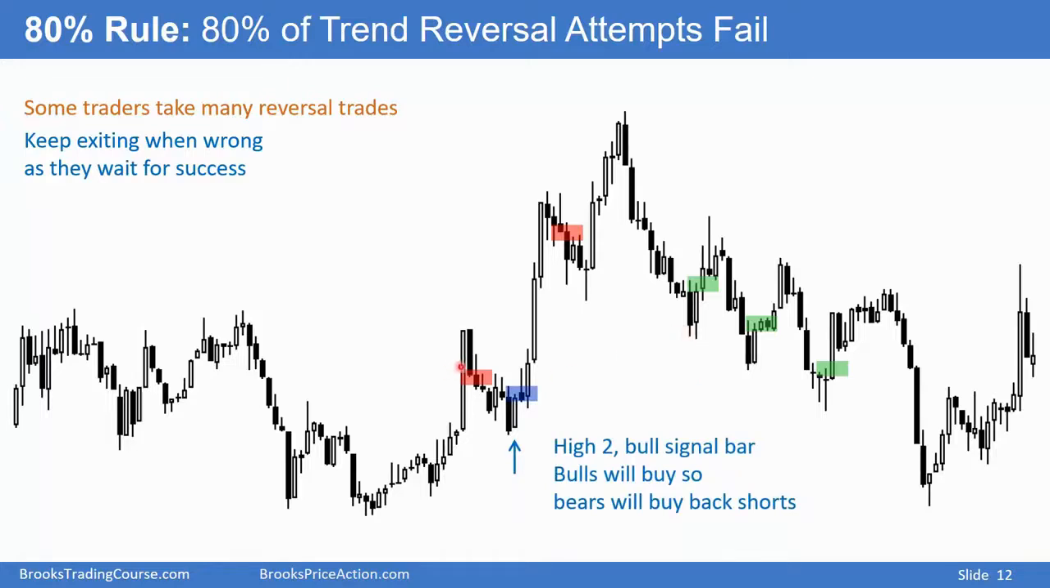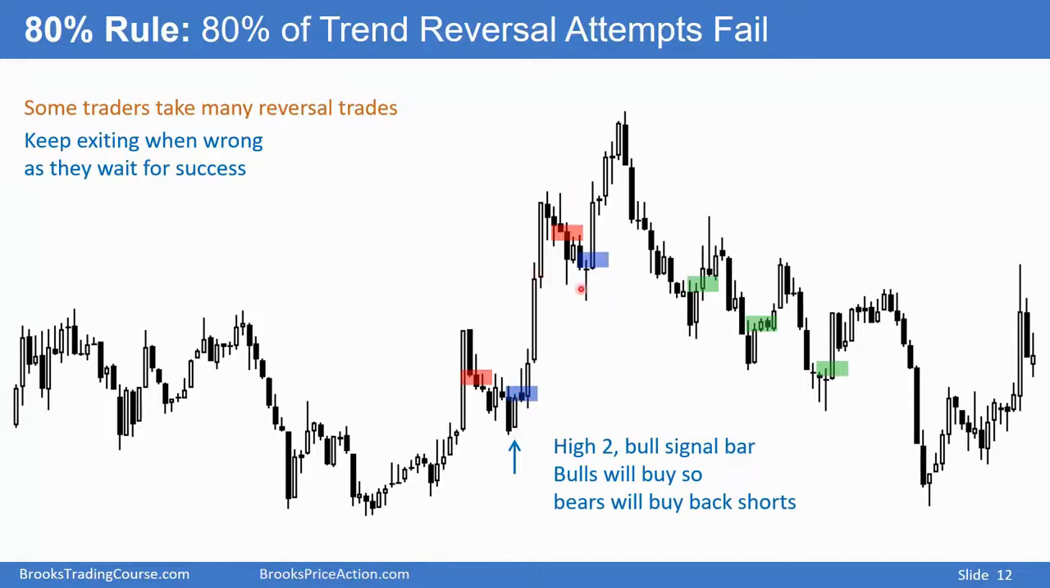For example, a bear who sold here, if he did not scalp out, the market tried to go back up here. It went down a little bit more. It's trying to go back up a second time, a high 2 bull flag. Whenever you're in a bull trend, especially a reasonably strong bull trend, and you get a high 2 buy setup with a good-looking buy signal bar, the bears get out above that buy bar, and the bulls buy, expecting a resumption of the trend.